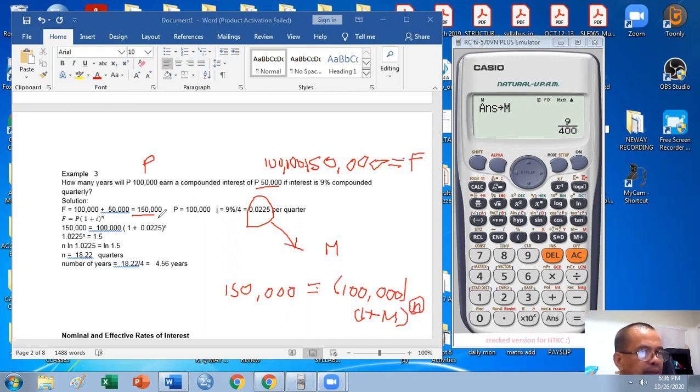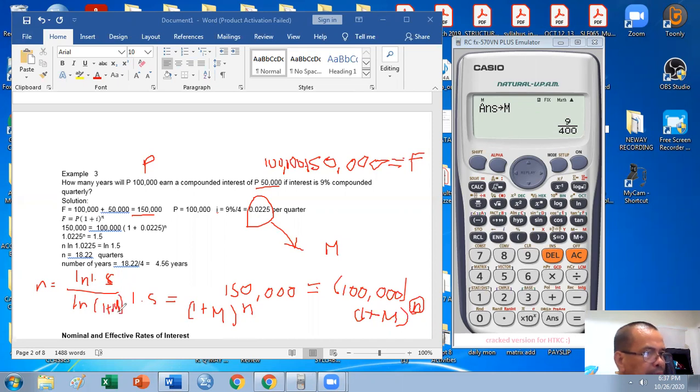Take the logarithm of both sides. Okay, 150,000 divided by 100,000 is just 1.5. 1.5 is equal to (1 plus m) raised to the n. And to solve for n, your n will just be ln of 1.5 over ln of 1 plus m.